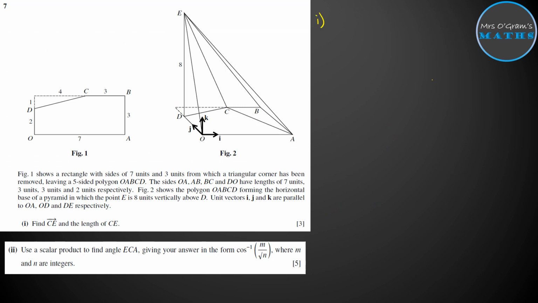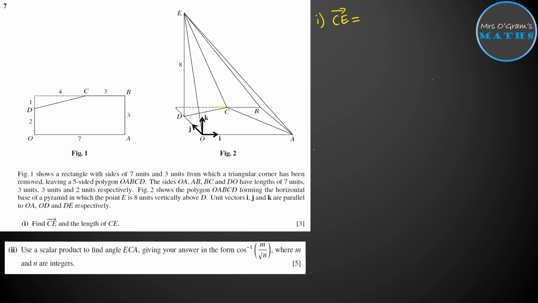Question 7 is our vector question. You're going to need to take a minute to stop and read through and understand the diagram and what it's telling us. So first of all, we need to work out the vector CE. So think it through in logical steps of how to get from C to E.